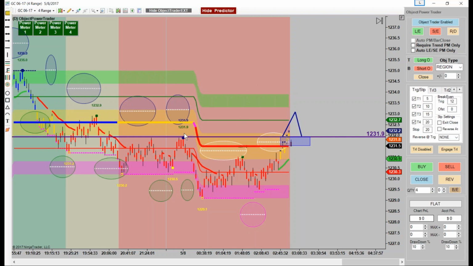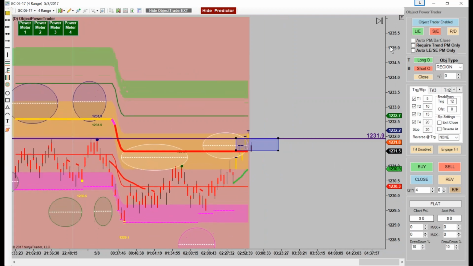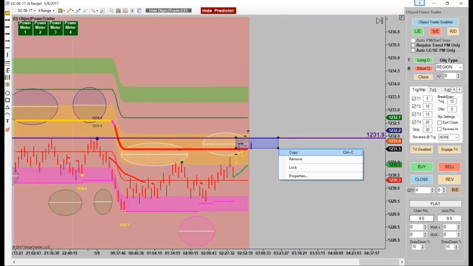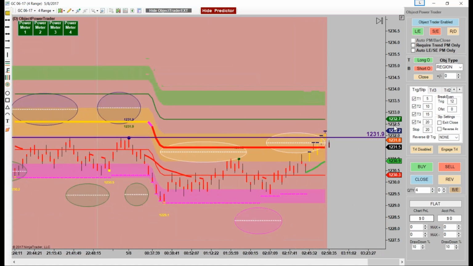Or in the case of this, where we've got a mid-band that's short, we could just simply turn on Object Trader. And I'll just, well, we can do it with a box. You want to? Some people said box it. Okay, let's box it. I'll go ahead and get rid of this box because this is not a real box. Our Object Trader has a real box on it.